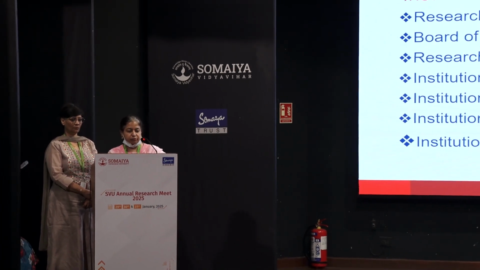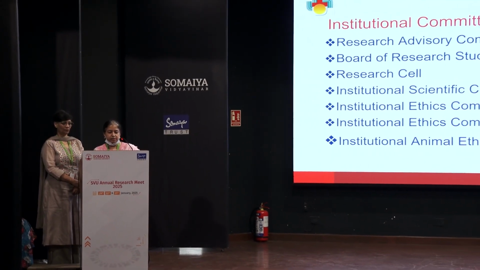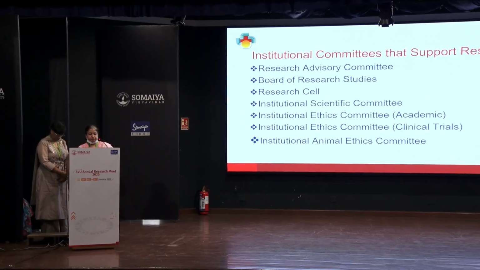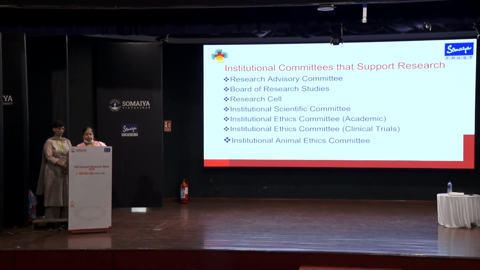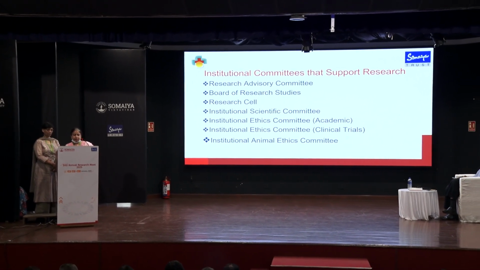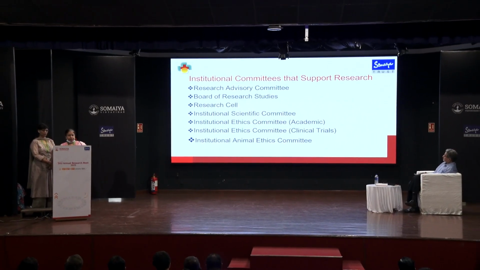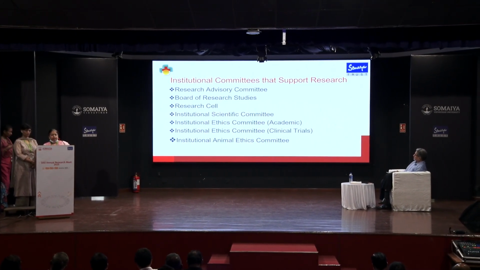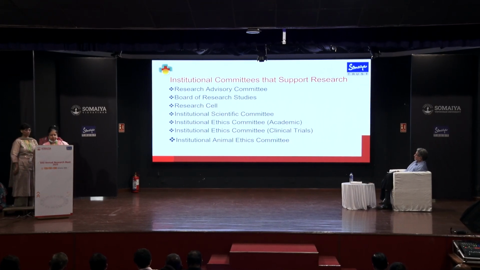So we have the Research Advisory Committee, the Board of Research Cells. The research cell is basically for multidisciplinary and collaborative projects. The Institutional Scientific Committee and the Institutional Ethics Committee; academic and clinical trials ethics committees are different because we deal with human subjects. And the Institutional Animal Ethics Committee.